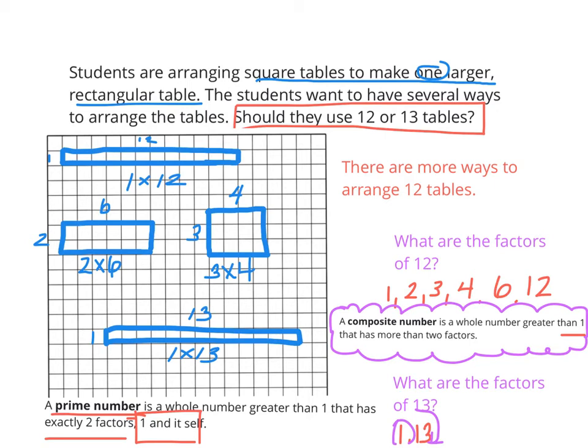So going back to our problem here, should they use 12 or 13 tables? Well, since 13 is a prime number, it only has 2 factors, so it would have only one arrangement, as we saw here. Since 12 is a composite number, it would have more than 2 factors, and so it would have more than one arrangement, as we discovered. So knowing whether 12 or 13 is a prime number or a composite number could have actually helped us solve this problem.